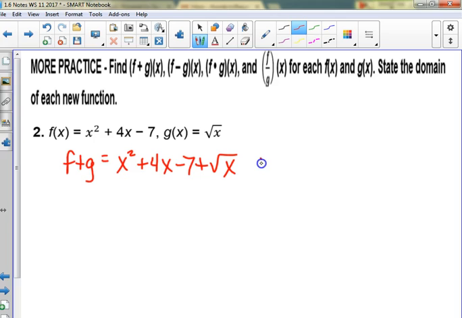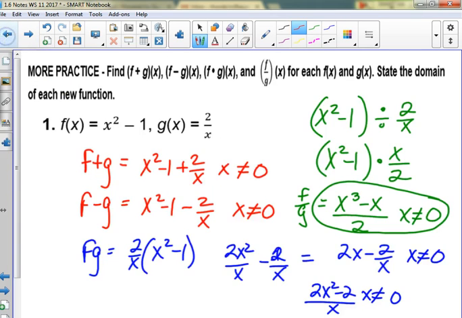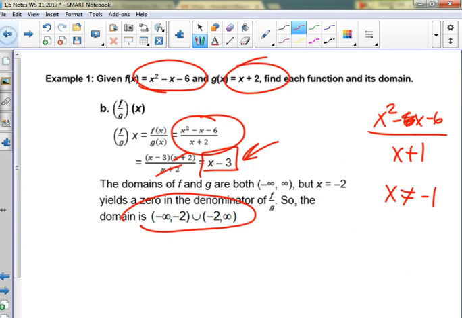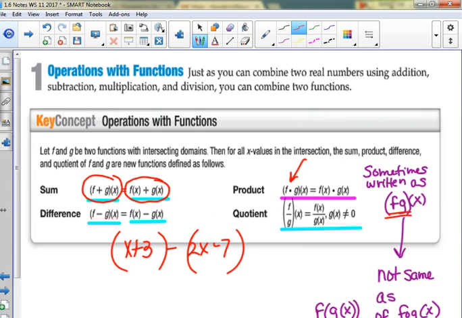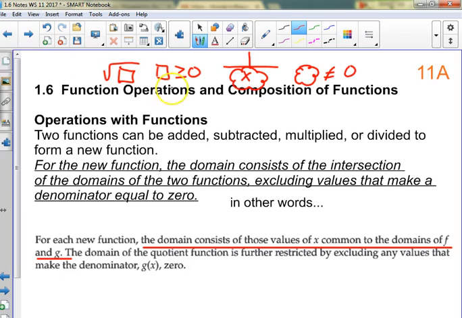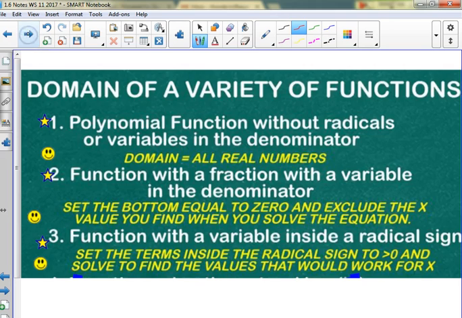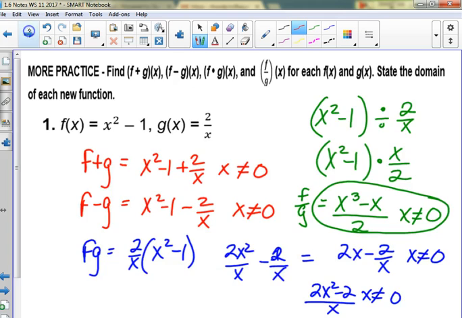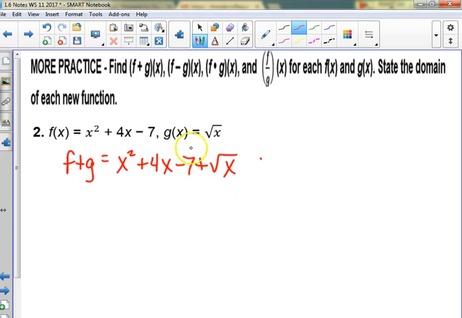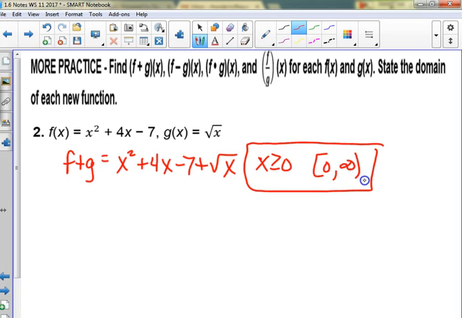It has to be greater than or equal to 0, because you can't take the square root of a negative number. Does that make sense? Did I write it wrong somewhere? It can't be less than. Yeah, it has to be greater than or equal to. So x is greater than or equal to 0. So you could write that like that notation or that notation. I would take either one. Okay.